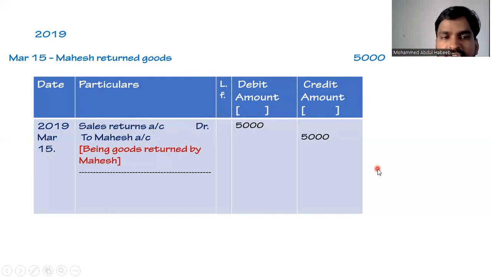Coming to our next transaction, which is on 2019 March 15, Mahesh returned goods. So the date will be taken as 2019 March 15. When we sold goods to Mahesh, it was recorded as Mahesh account debit to sales. This time Mahesh is returning goods.